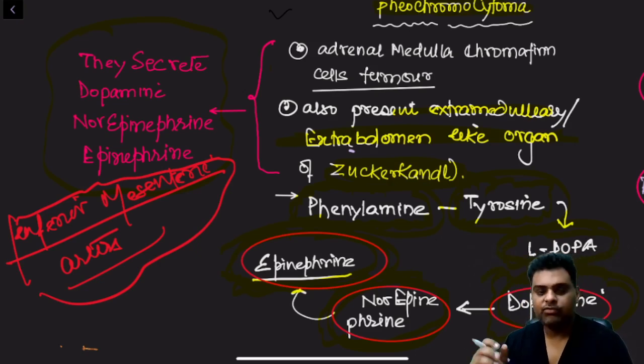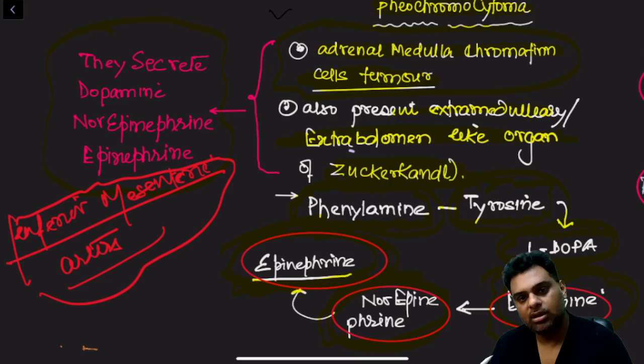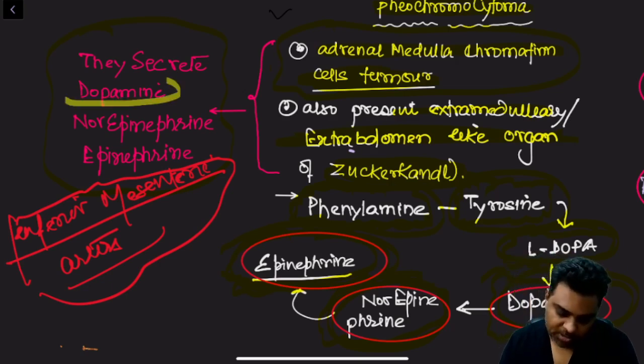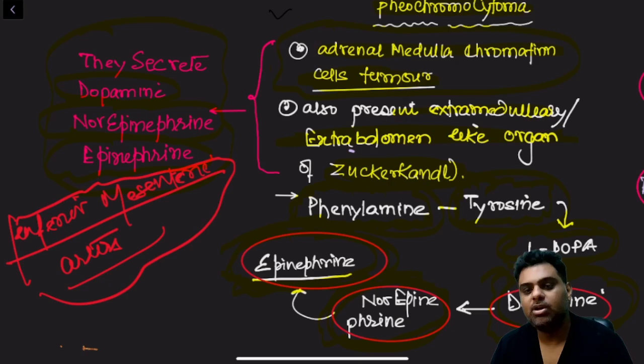Now, we have understood that in the adrenal medulla there are chromaffin cells, and these chromaffin cells can produce what? They can produce dopamine, norepinephrine, and epinephrine. So this is called pheochromocytoma. And if it is extramedullary or extra-adrenal like the organ of Zuckerkandl, they can also produce it.